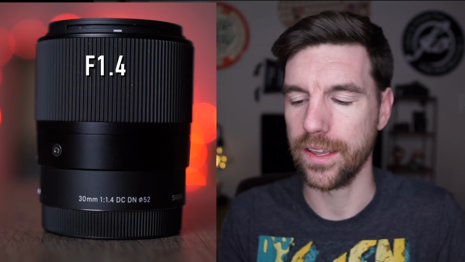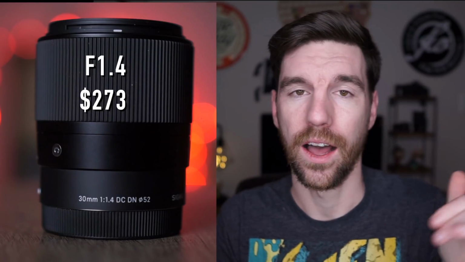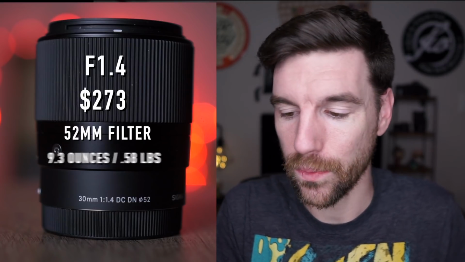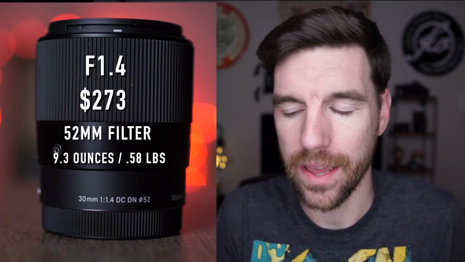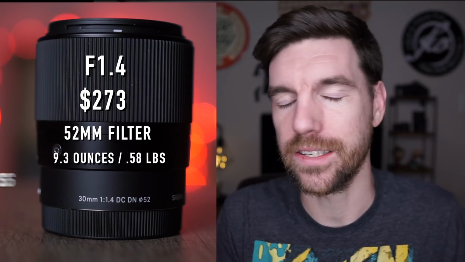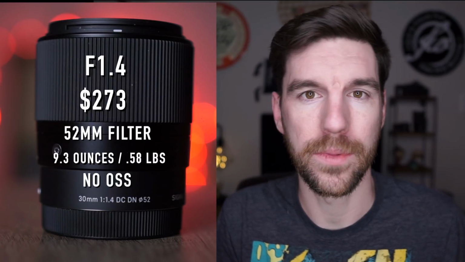So first you have the Sigma 30mm. Its maximum aperture is f1.4. Love that. And I also love the price. Currently, it's $273 US on Amazon. I've seen it dip below that. I bought mine at $260. Go figure. It has a 52mm filter thread, and it is 9.3 ounces or 0.58 pounds. The thing is a little hefty for its size. And last but not least, it does not have any form of image stabilization.